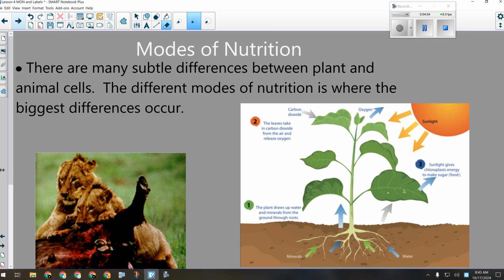Everyone's clear on that so far? So we've got obviously the animal here on the left, gnawing on a wildebeest there, and then we've got the plant here on the right.